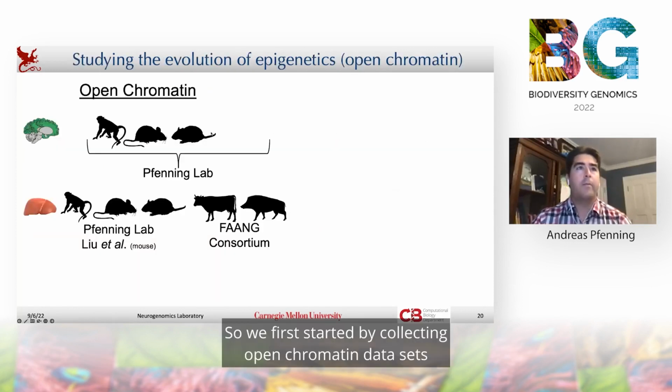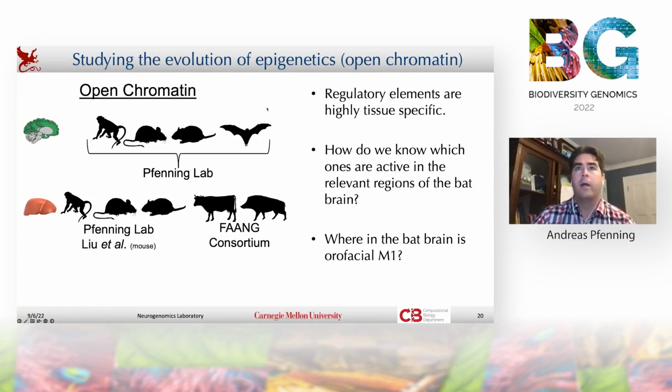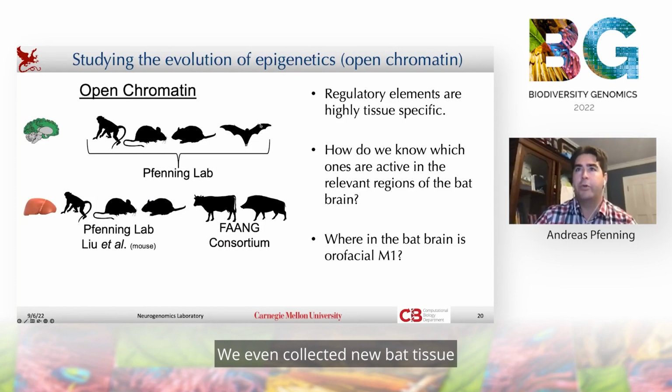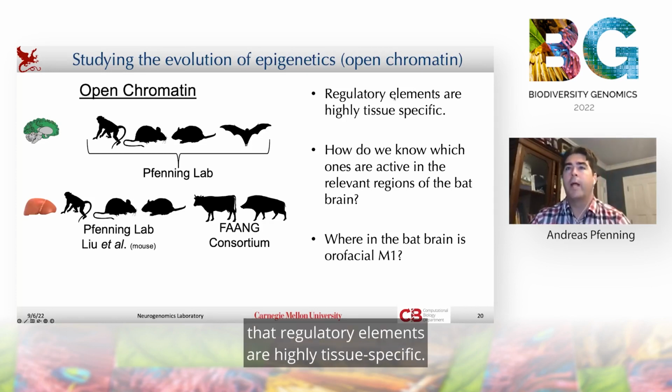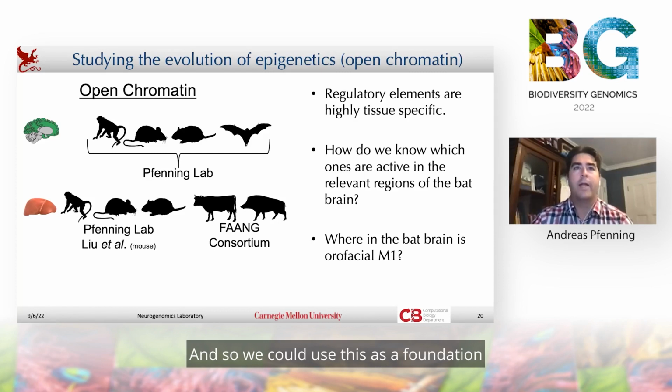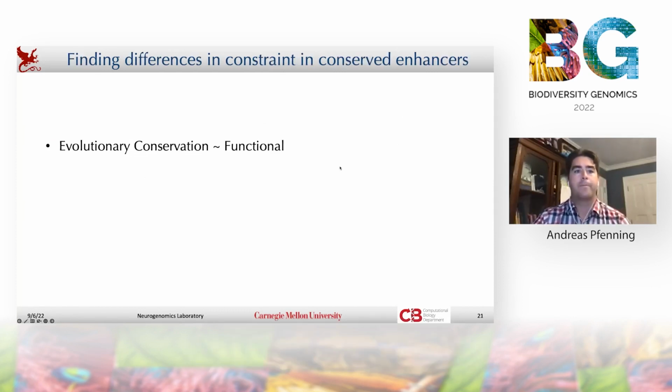We first started by collecting open chromatin data sets from the cortex and also the liver. We even collected new bat tissue with collaborator Michael Yartsev. And basically, we found that regulatory elements are highly tissue specific. And so we could use this as a foundation to identify convergent evolution in regulatory elements.